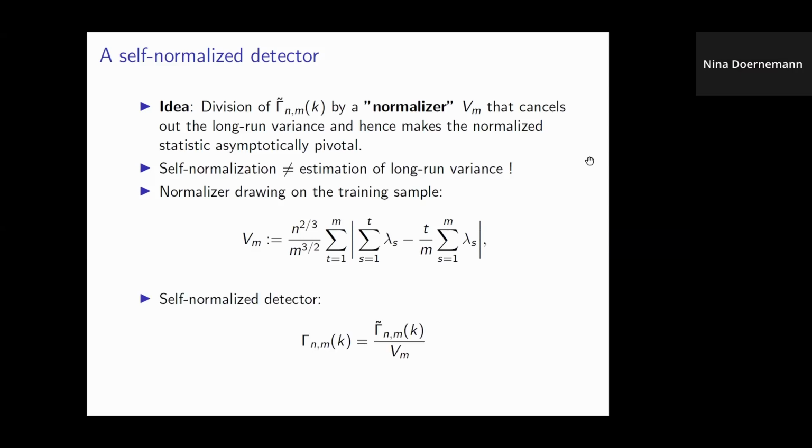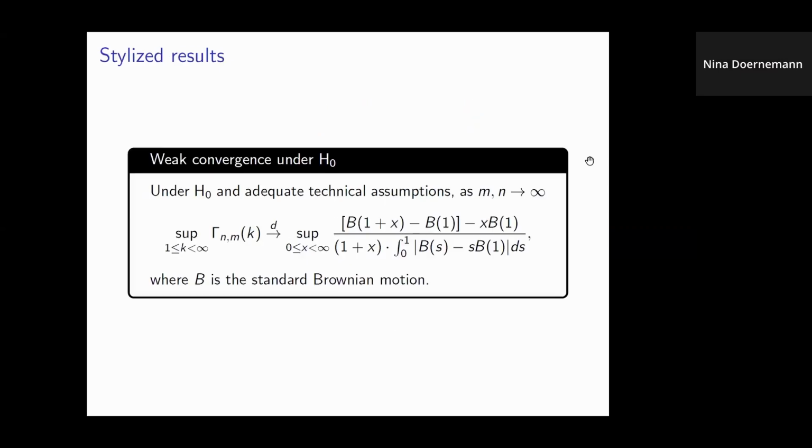Okay, and then our final test statistic will consist of this gamma tilde that I motivated before, where we have this CUSUM-type eigenvalue statistic, and then equipped with this denominator, the self-normalizer. Okay, and then this is the type of result that we can expect here. So I'm not going to talk about it in very much detail.